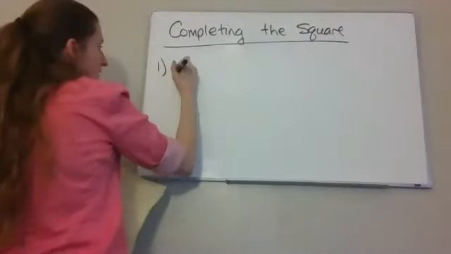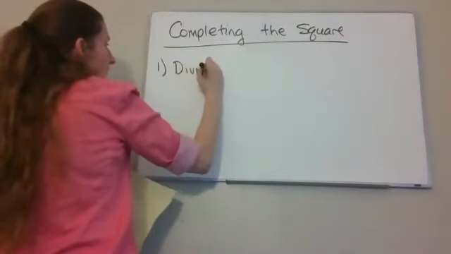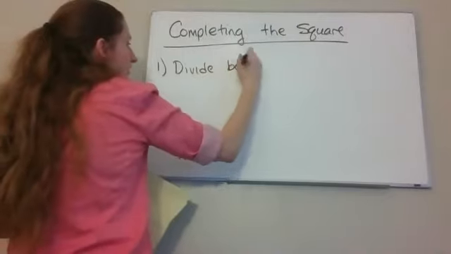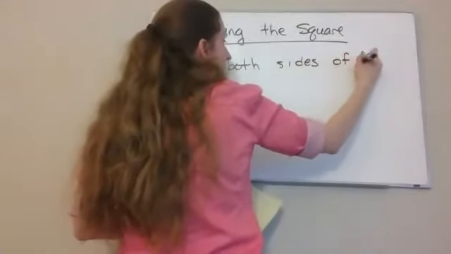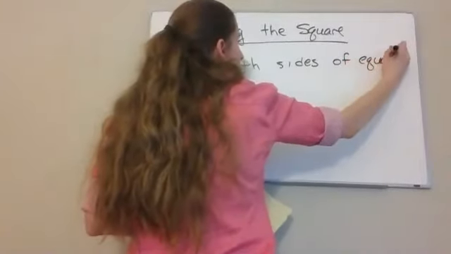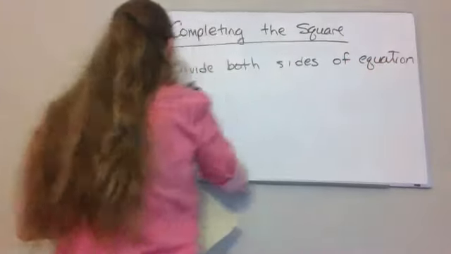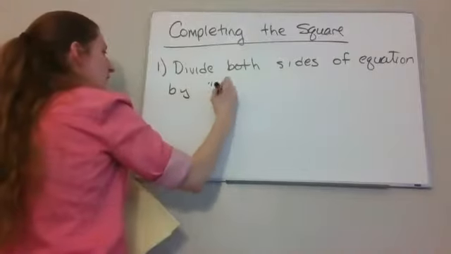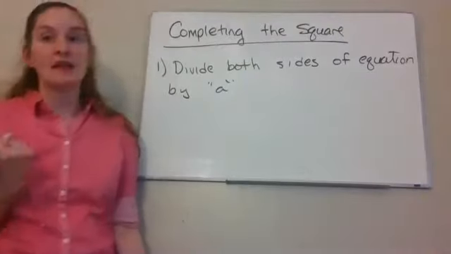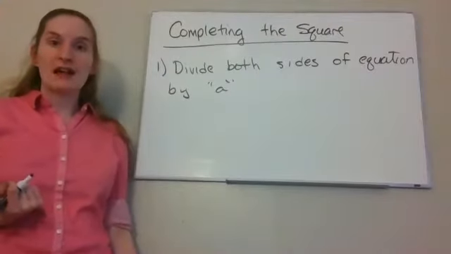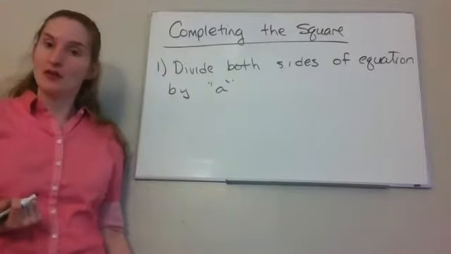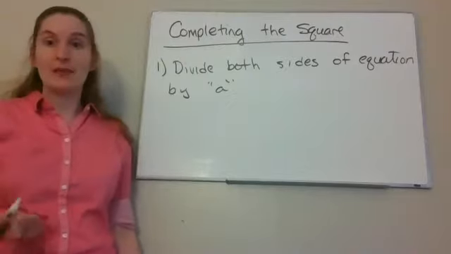First step, divide both sides of your equation by a. Remember, your a is the number that's multiplied on your x squared. The whole reason we're doing that is just to make sure that the number multiplied on our x squared is just going to be a 1.